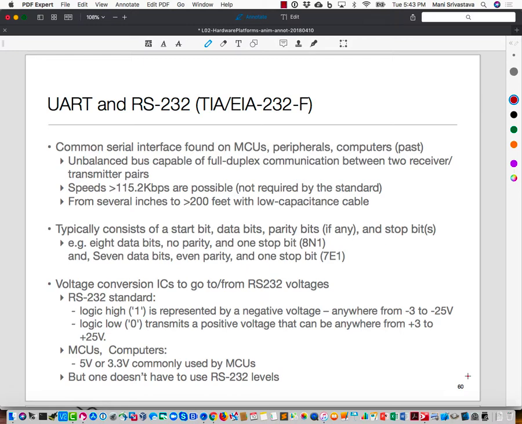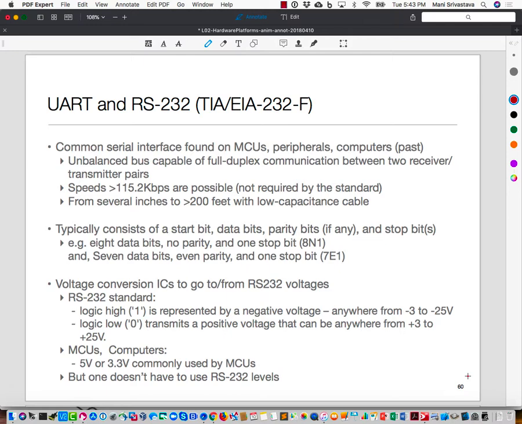RS-232, which is the standard, is designed for communication over long distances. And it represents zeros and ones differently. Logic 1 is represented by a negative voltage anywhere from -3 to -25 volts. And logic 0 is represented by voltages between 3 and 25 volts. So you can see the voltages can be very high. And the idea is that RS-232 is made for long distances, over cabling.